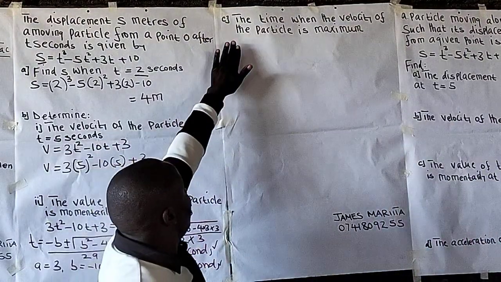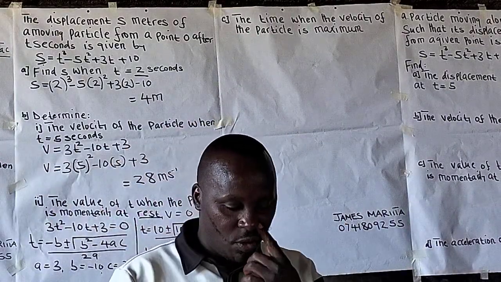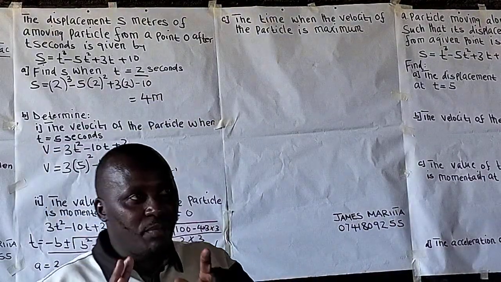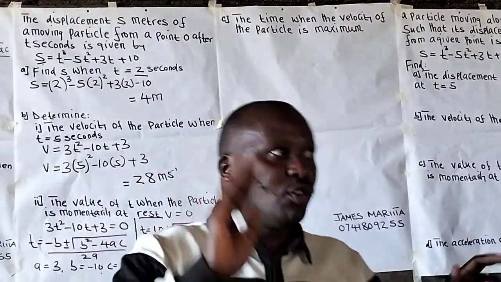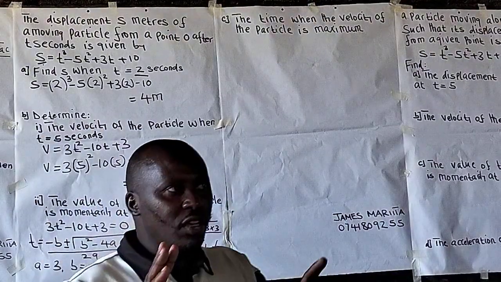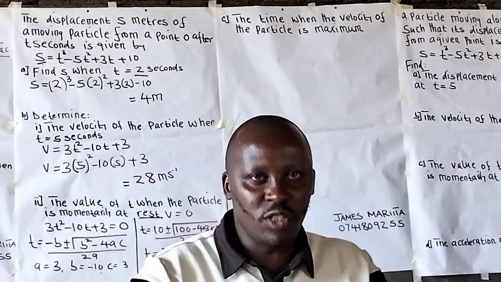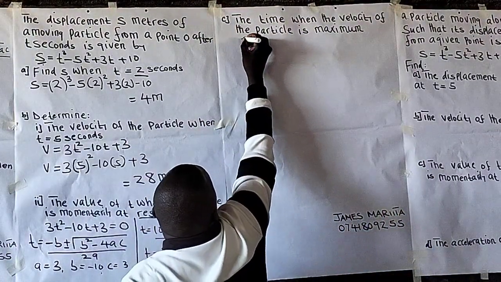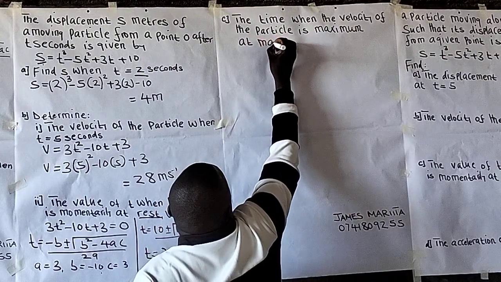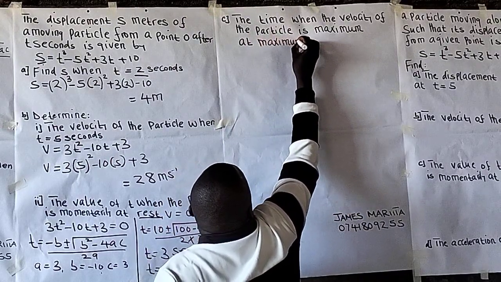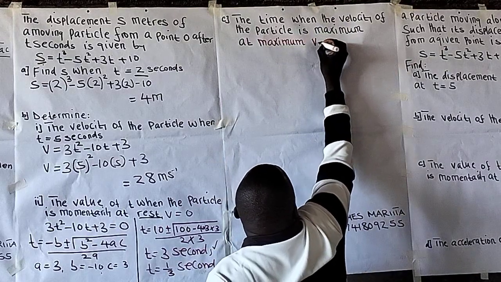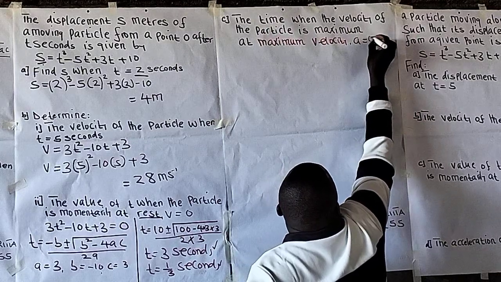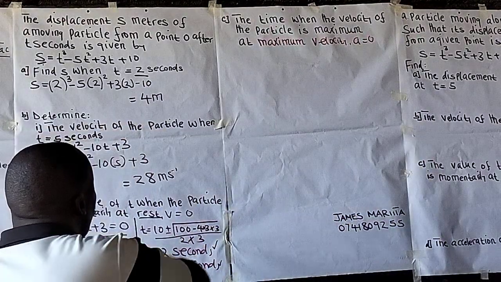But we are supposed to find the time when the velocity of the particle is maximum. What do you need to understand here? When the velocity of the particle is maximum, the acceleration is equal to 0. Understand that one. So we understand from here that at maximum velocity, acceleration is equal to 0. So what do we do from here?